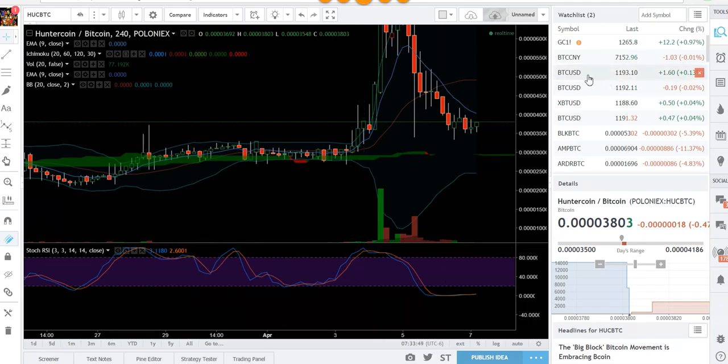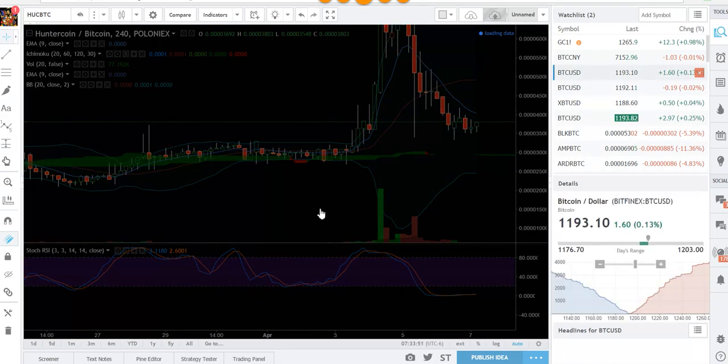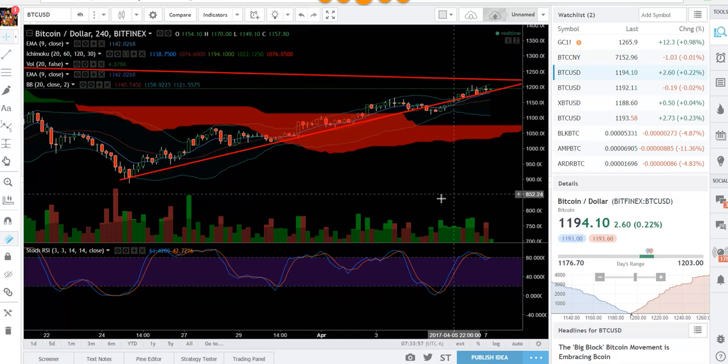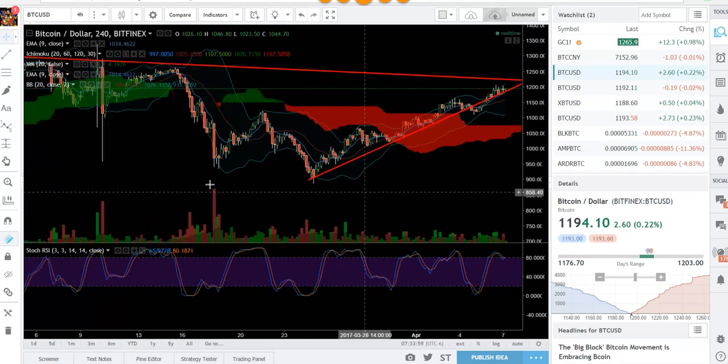Okay, let's look at Bitcoin again here. And you can use that for up and down splits. Whether the market's going to, here's an indication here.